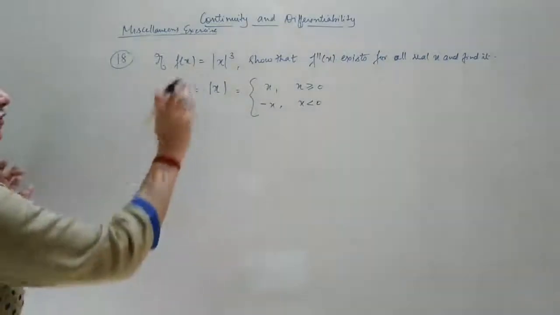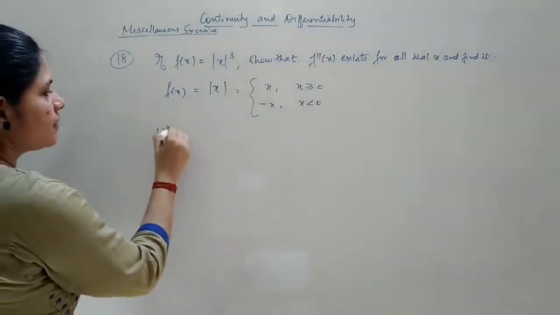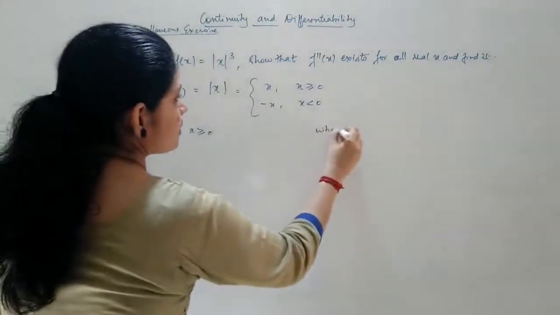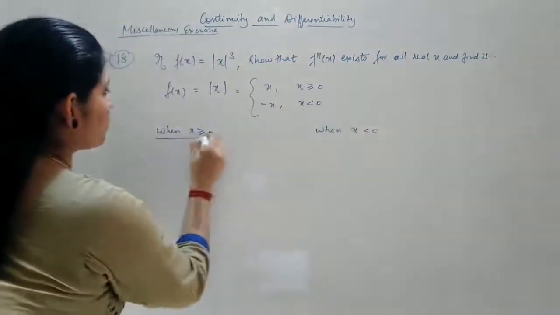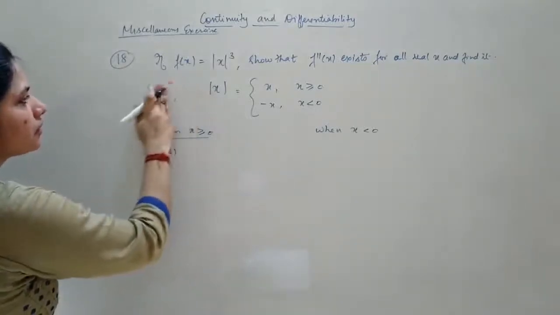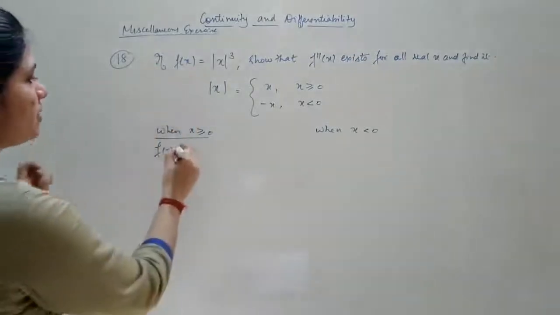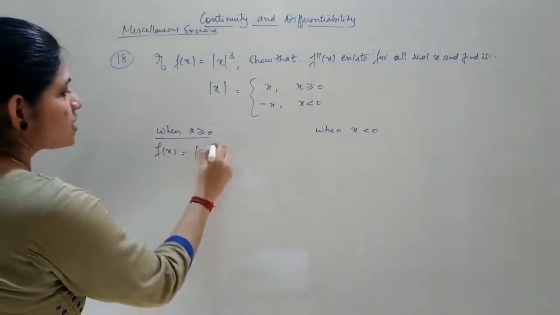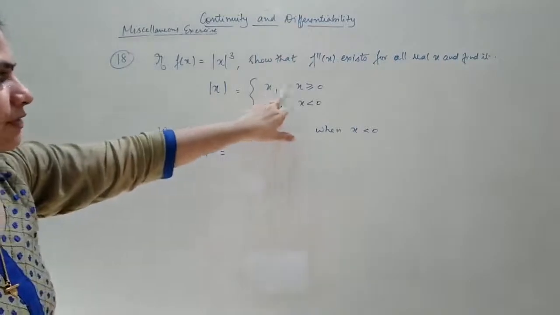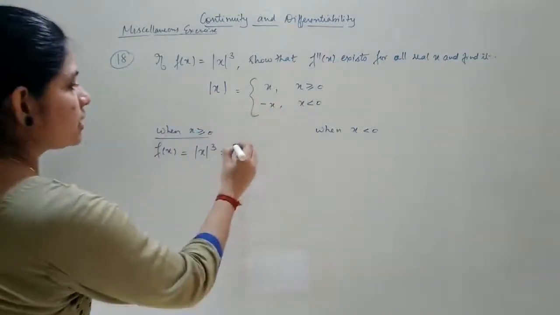That means you have two cases, which is when x is greater than or equal to 0 and when x is less than 0. Okay, now when x is greater than or equal to 0, the function given, that is f of x, will be mod of x cube, and the mod of x value will be x itself for x greater than or equal to 0. So it is x cube.